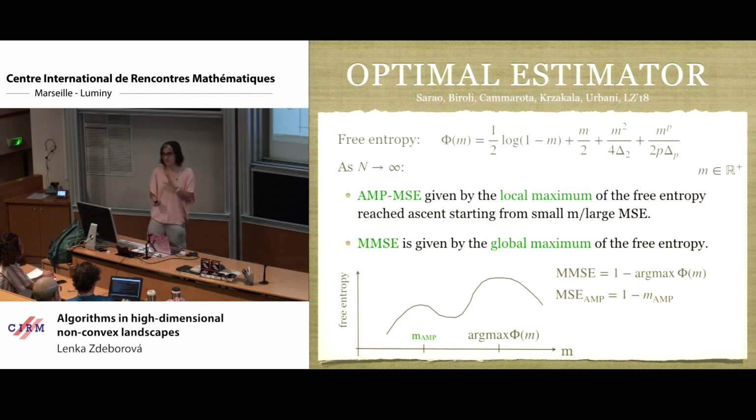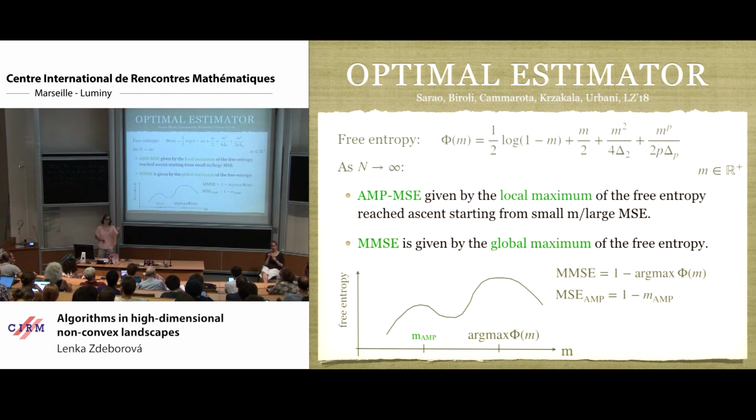So the first thing I show you is just the application of the first part of the talk. What is the Bayes optimal estimator able to do here? And what does the approximate message passing algorithm do before going to the Langevin gradient flow? So this is the slide that you have already seen here.